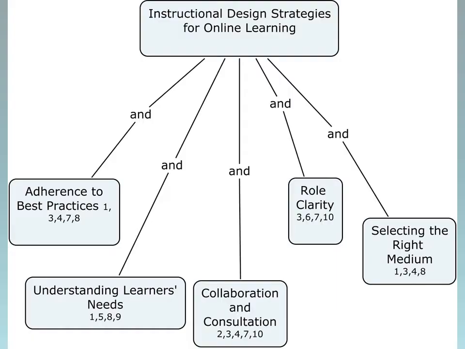Findings. 5 themes related to instructional design strategies for online learning were identified. The themes highlighted from the analysis are adherence to best practices, understanding learners' needs, collaboration and consultation, role clarity, and selecting the right medium.